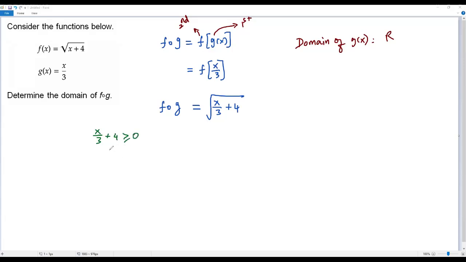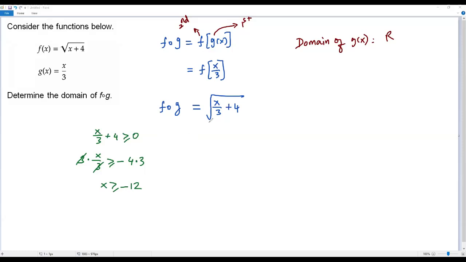Now let's solve for x in this inequality. For that we subtract 4 from both sides. When I do so, I'm getting x/3 greater than or equal to negative 4. Now to get rid of this 3, I have to multiply both sides of this inequality by 3. Now let me do it. This 3 will cancel, and I'm getting x greater than or equal to negative 12. So this is the domain of the result of the composite function.